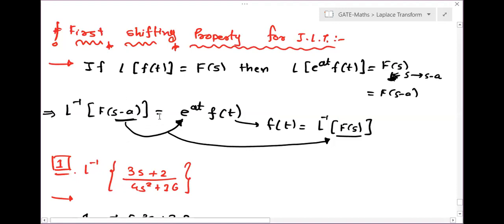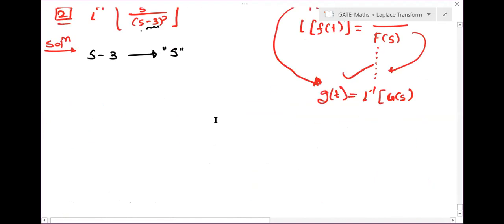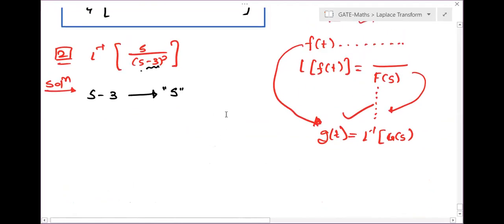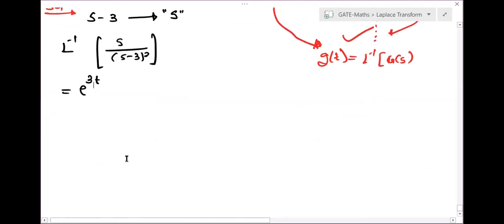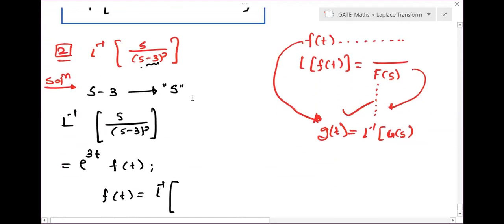So let us interchange it. And when you interchange it, you have to write e to the power at f of t. See over here, this is your f of s. S minus a, you have to convert this into s. So Laplace inverse of s upon s minus 3 whole square can be written, from the first shifting property, as e to the power 3t f of t. If it is minus 3, you have to write e to the power 3t f of t. Now what is your f of t? F of t is Laplace inverse of f of s.